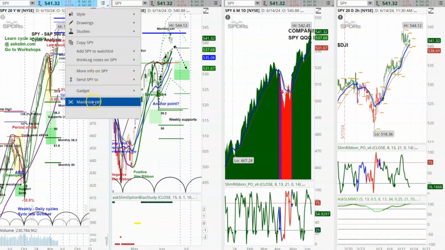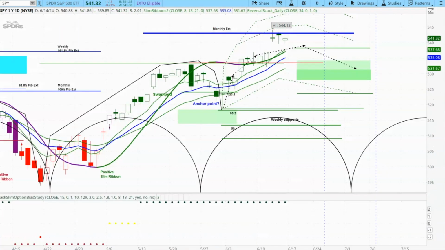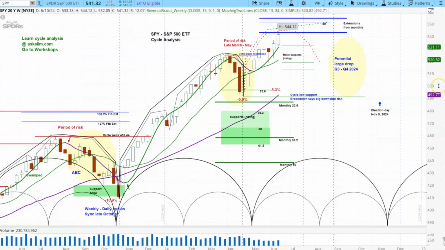Let's first look at the weekly on the S&P 500 as I blow that up. Now, there's little arrows up in the top here. I can just scroll across and look at all of those charts right there just by clicking a button. So I want you to see how that works and how easy this is.